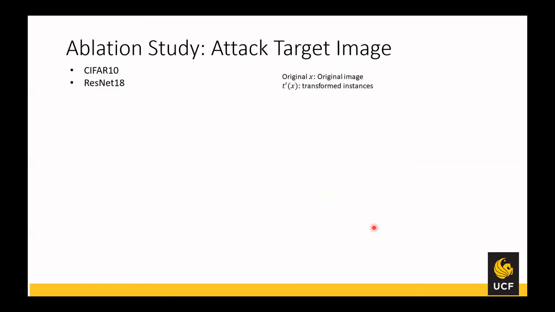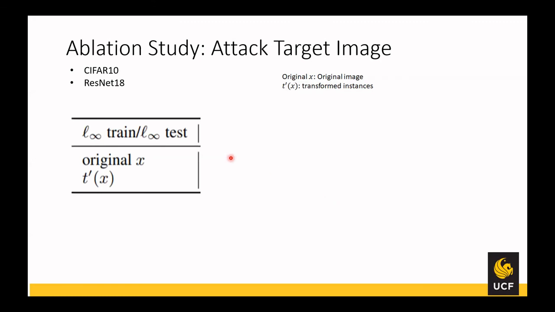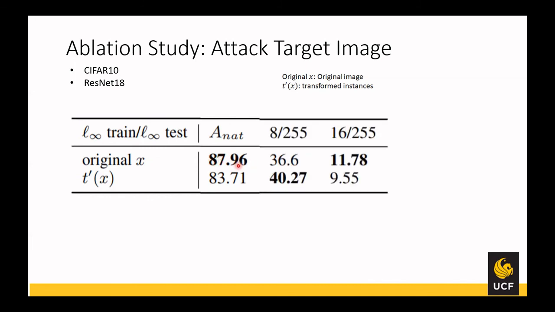So next they do some ablation studies, and the first one is attack the target image. Here they do instance-wise attacks targeting the original image and also the transformed instances using CIFAR10 data and a ResNet 18 network. The accuracy on the clean images, both of them are pretty good, but you can see the original image had better accuracy at about 88%. And when you look at perturbed images, we have epsilons of 8 and 16, and you can see the performance between the two instances are pretty similar to each other.